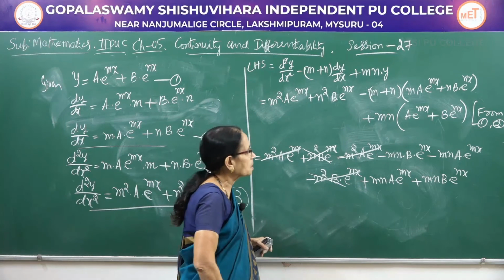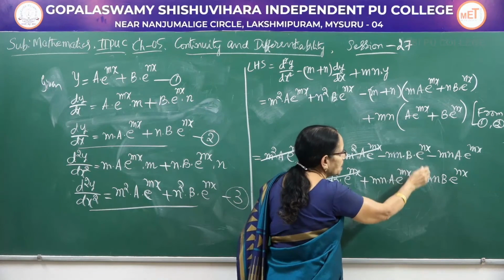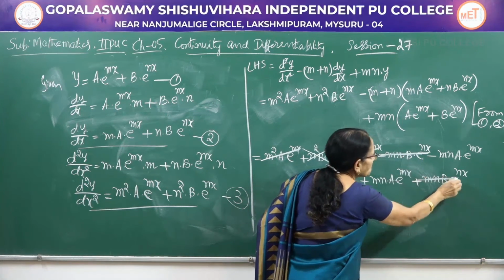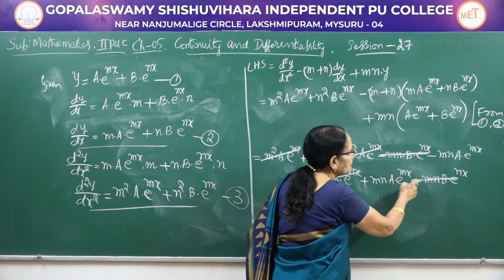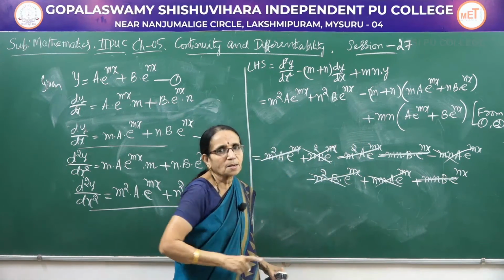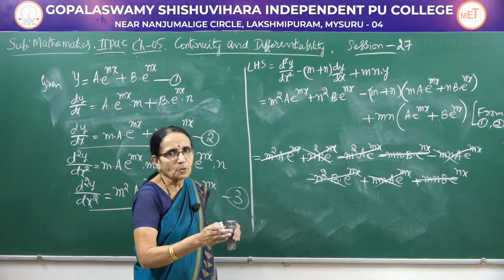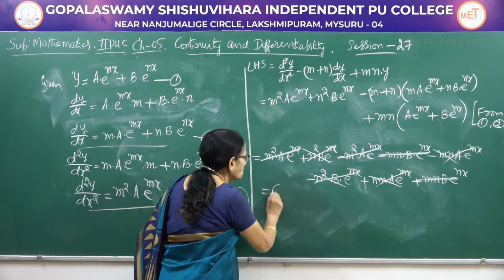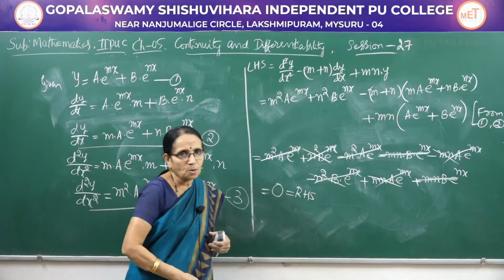They get cancelled. Next, minus m into n into b into e to the power nx. This is the same term we are having here. So that is also cancelled. Plus mn into a into e to the power mx, and this one. So this is also cancelled. So there were 8 terms, and the same type of terms were positive and negative. So all of them got cancelled. So finally we get the right hand side, which was 0.